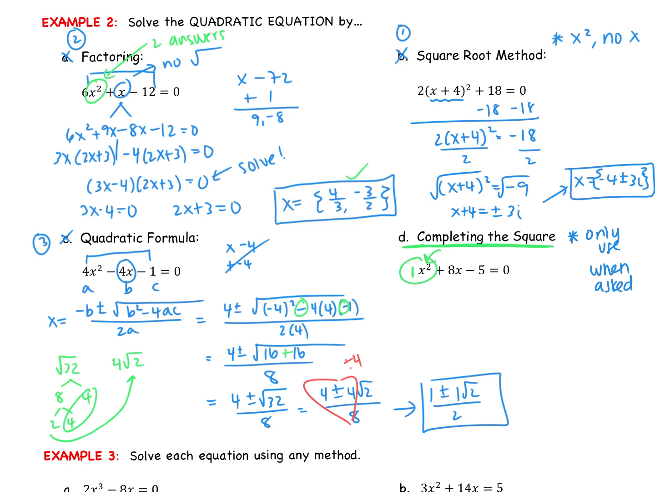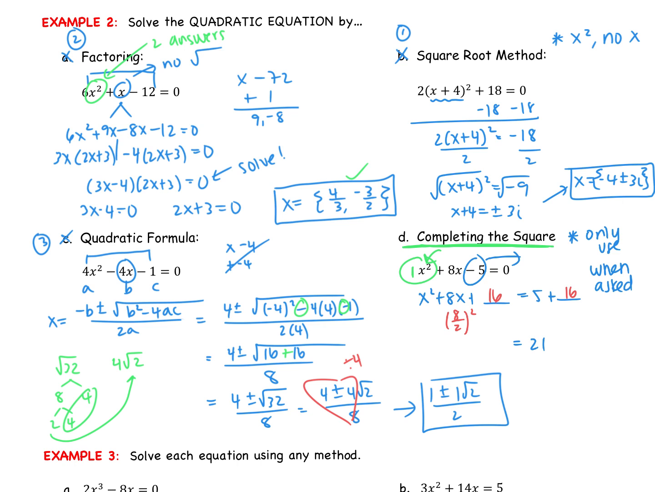Okay, so here's what you're going to do. The number gets moved to the other side. So we have an x squared plus 8x. Completing the square is the one where you add a number so that you can factor the left side. The way you find that number, you take your b term, you divide it by 2, and you square it. So 8 divided by 2 is 4. 4 squared is 16. So I'm going to add 16 to both sides. Right side, we get a 21.